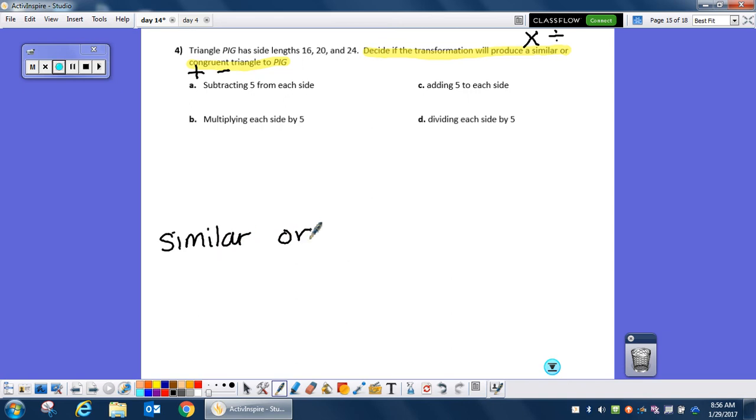or congruent. Using what I just told you, a similar triangle is when you multiply or divide numbers. Congruent triangles when you add or subtract. So from that, I really just want to see the word similar or congruent next to each selection.